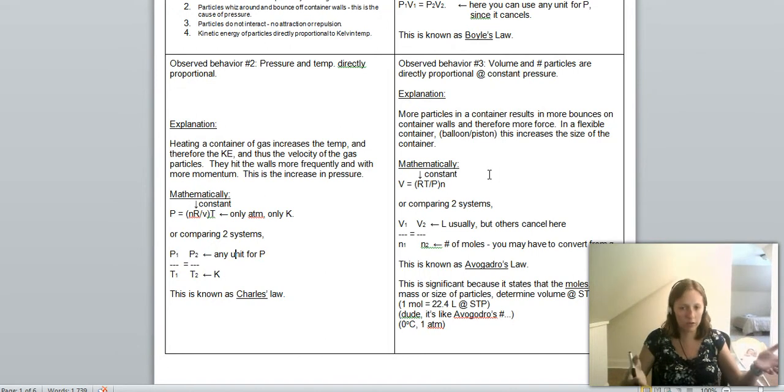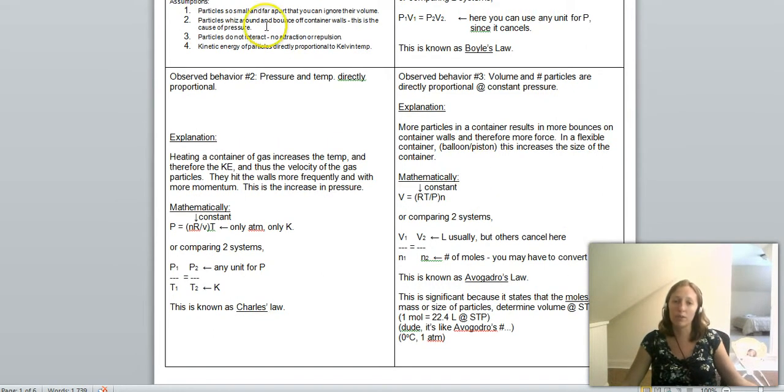if you've got more particles, you've got more particles hitting the walls. So more particles, more pressure, and the volume is basically determined by how many particles there are. It doesn't matter the size of the particles, because if you remember, the particles are so small, assumption number 1, that you ignore their volume. So this works for helium, and it works for uranium hexafluoride, this enormous molecule.